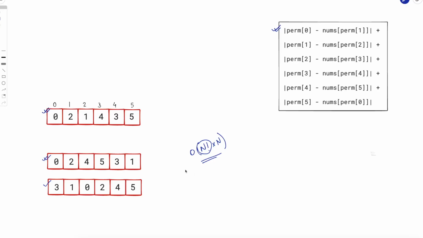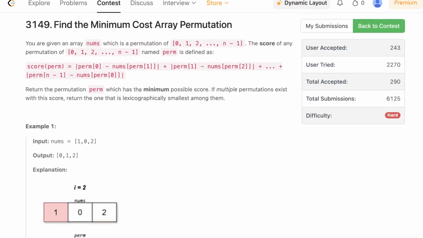Now here comes the harder part. You need to think of ways to give the permutation without iterating over all of them, right? So one of the approaches here is, okay, let's not worry about permutation, let's just focus on figuring out the minimum possible score. And if we are able to figure that out, we can traverse backwards to figure out the permutation which gives us the minimum possible score.